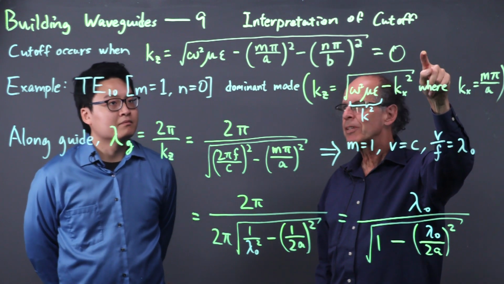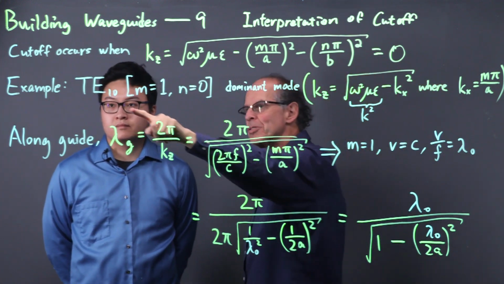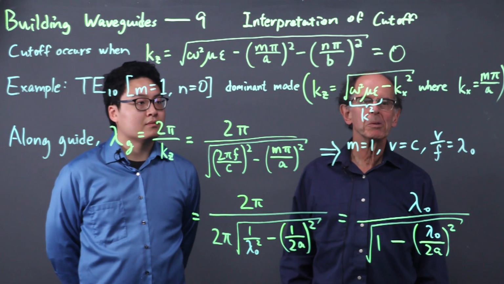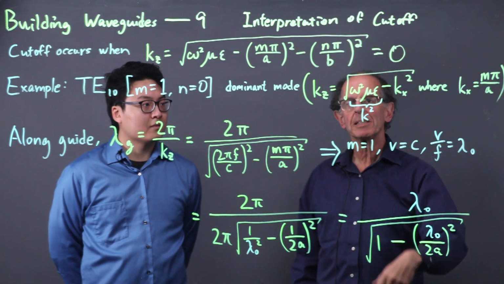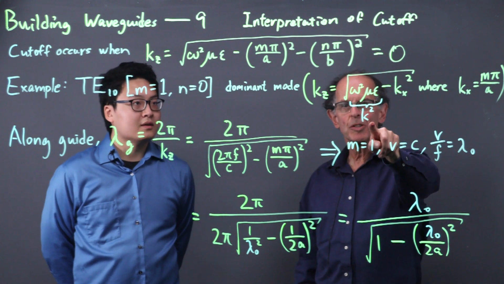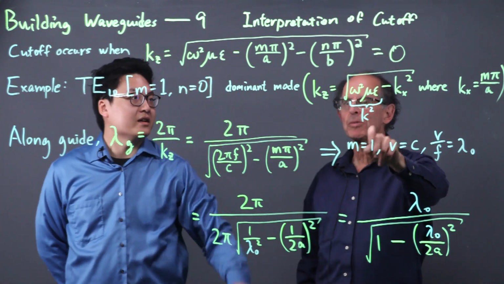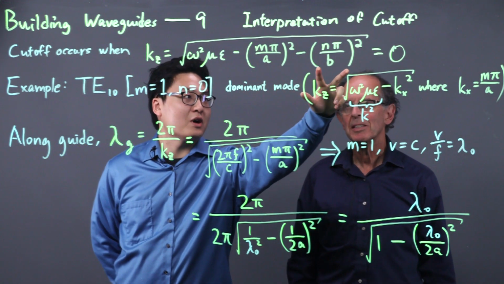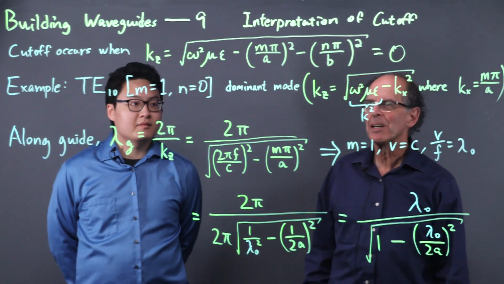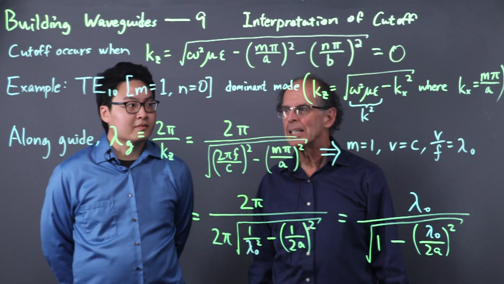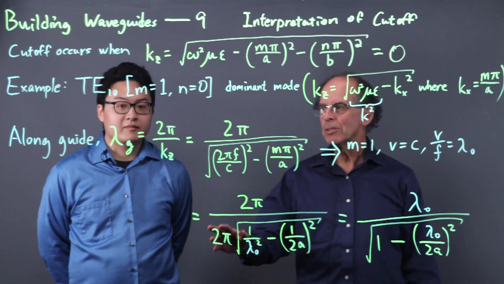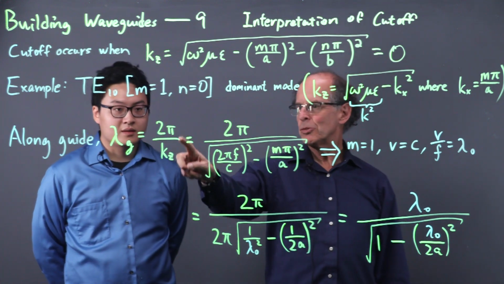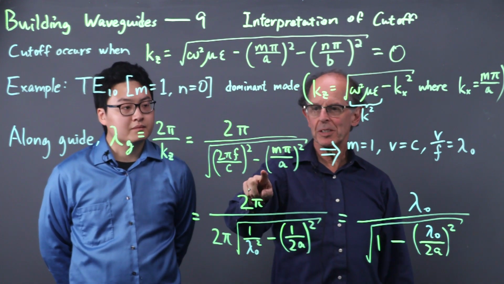So let's look at the case that we're going to look at a lot, which is TE10, m equals 1, n equals 0. That's the dominant mode. And we just substitute in. And we notice that this is just k squared, so that's the free space wave number. In fact, this is just kx squared and this is just ky squared. So we subtract from k. Now, in order to find the guide wavelength, we just take 2 pi over kz, which is this.